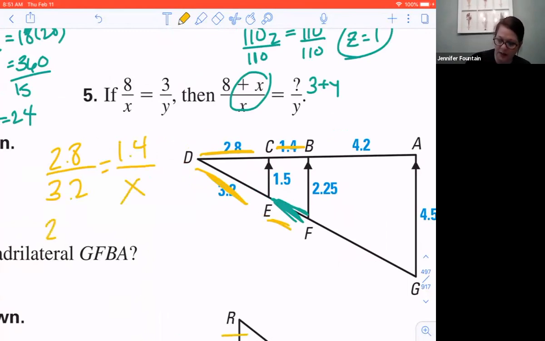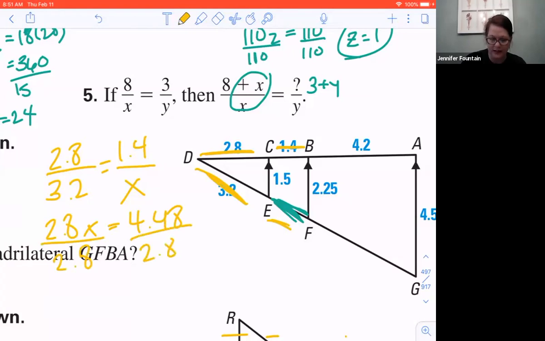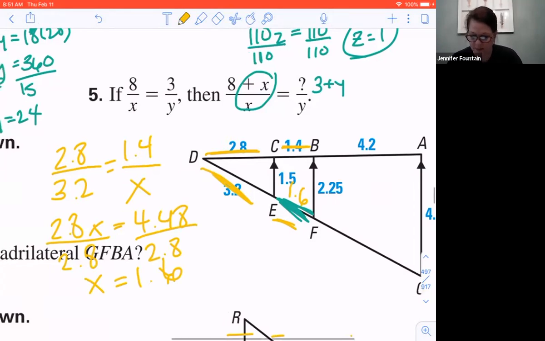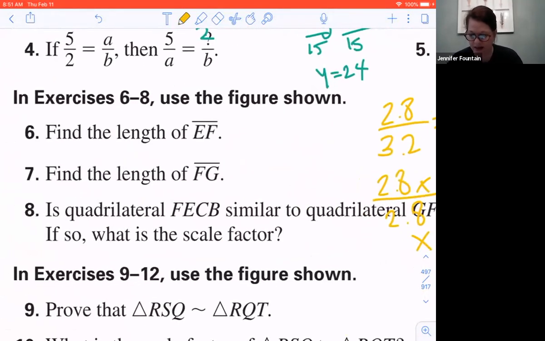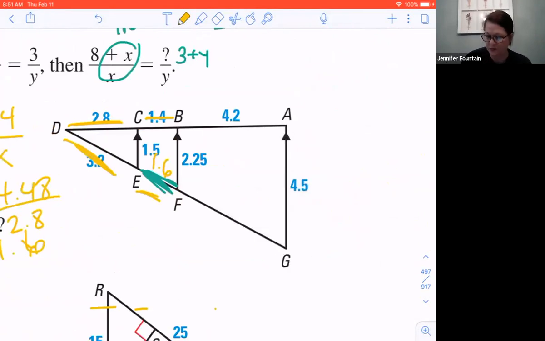Okay, so again, I cross multiply. 2.8x is equal to 4.48. Divide by 2.8, divide by 2.8, x is equal to 1.6. So now I've been able to find that this segment is 1.6, okay? Now I need to keep going, and I need to find the length of FG. So now I'm trying to find this bigger length here. So again, I'm going to look at my corresponding sides. I'm going to look at what I know. We said this one was 1.6.